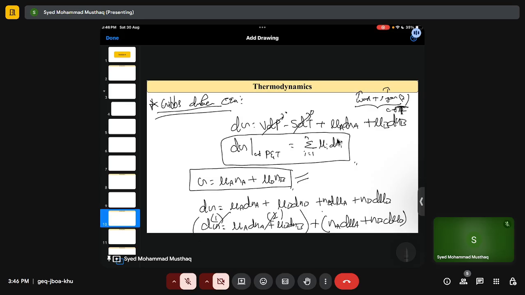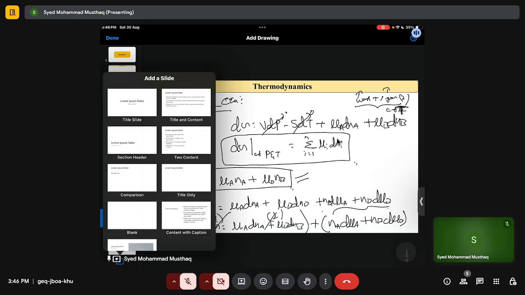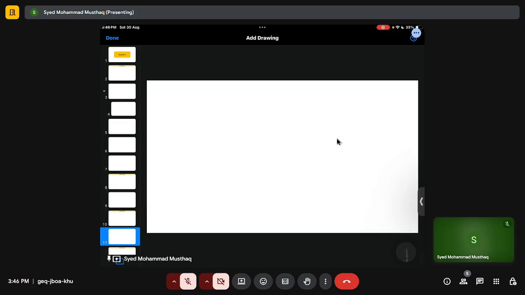Now what is the term remaining here? The extra term that is remaining is the sum from i equals 1 to n of ni d mu i equals 0. Right, in simpler form, because that's what we got: n1 d mu1 plus n2 d mu2 equals 0. Let's just change 1 to A, 2 to B, so the notation is easier. That's why I wrote it like this.